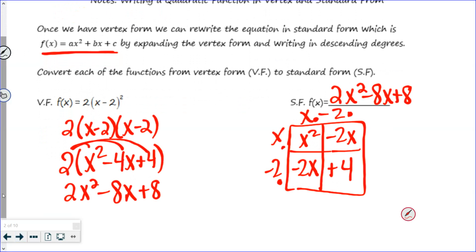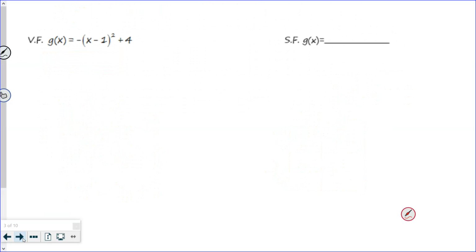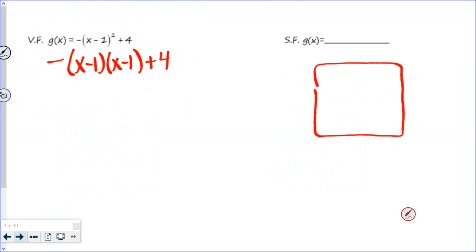Not too hard, just to go from vertex to standard. All right, let's look at example number 2. Again, this is negative (x minus 1) times (x minus 1), and then we've got plus 4 out back. So in our box, put x minus 1, x minus 1.